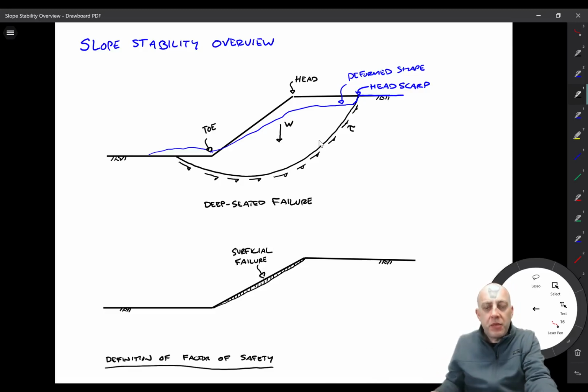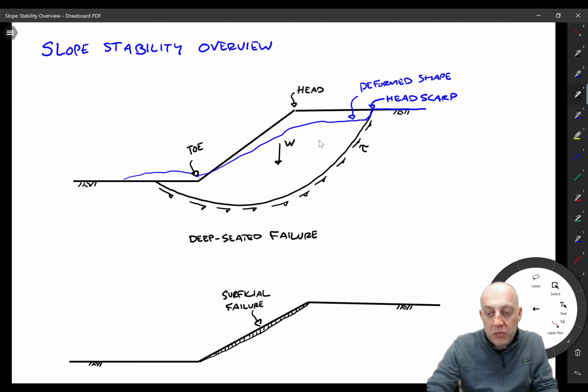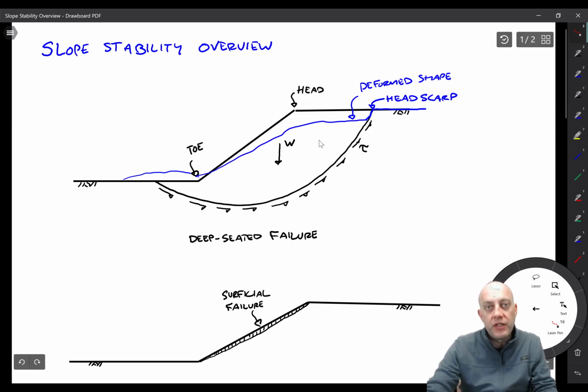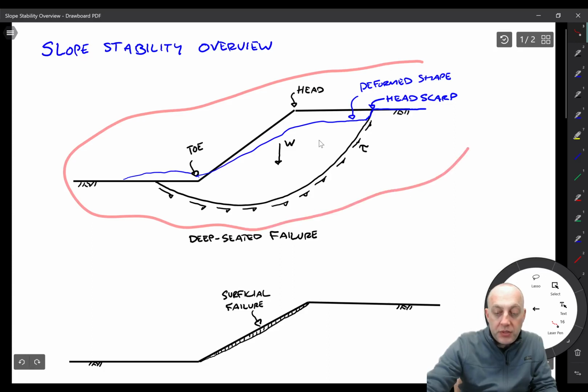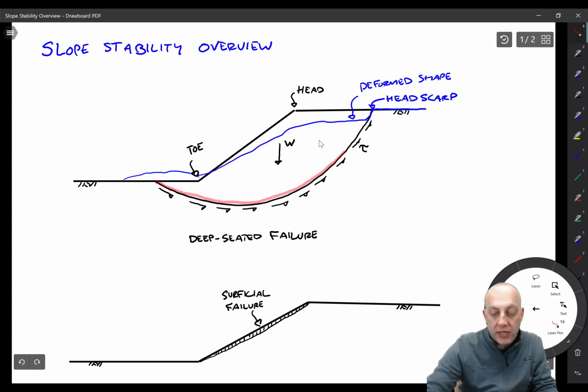All right, this video is going to be a pretty brief overview of slope stability, just to define a few terms and maybe most importantly define our definition of the factor of safety. So here's a little sketch of a slope that involves a deep-seated failure. That means the failure surface would be somewhat deep below the ground, and you would have, in this case, downward and leftward movement of the slope mass.